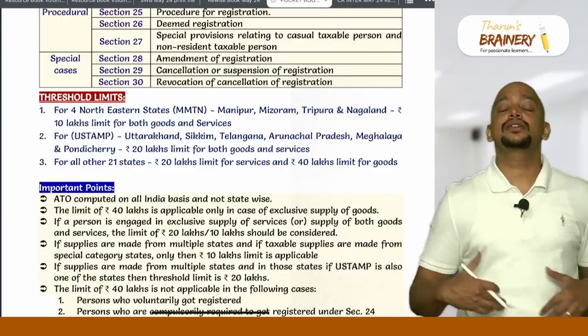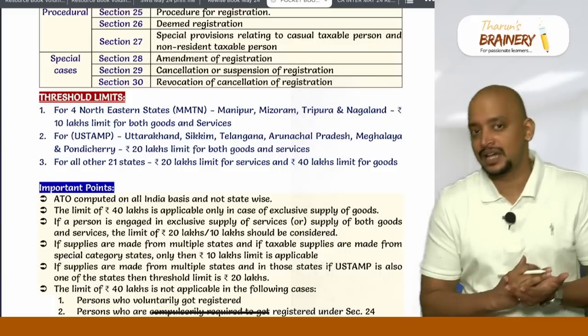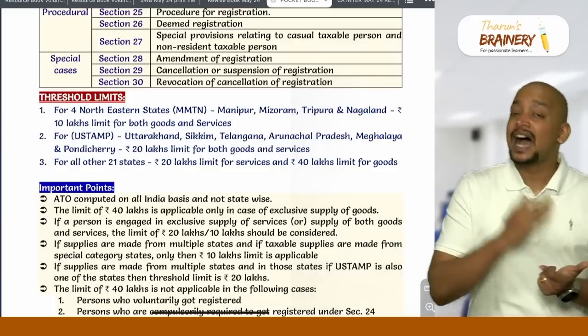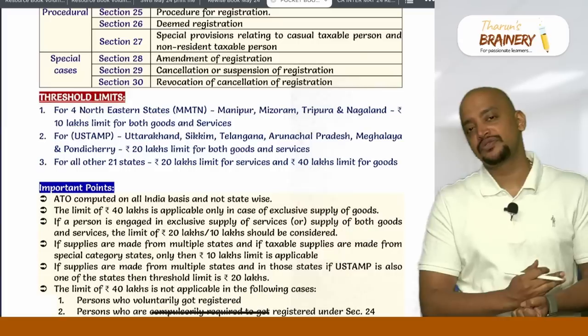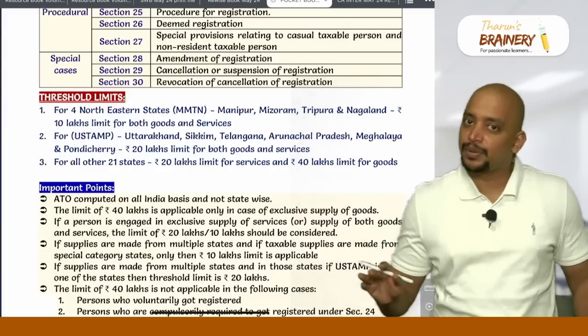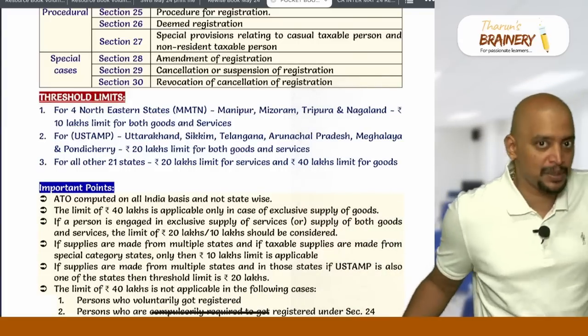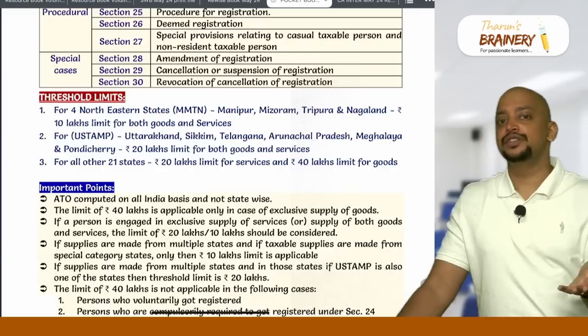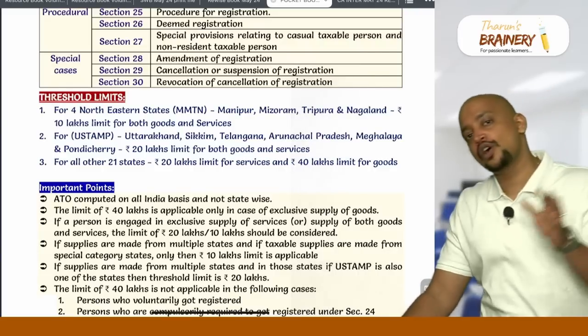Also remember, if they are exclusively engaged in supply of pan masala, tobacco and tobacco products, ice cream, edible ice, bricks and roofing tiles, the 40 lakhs limit will not be applicable, then the 20 lakhs limit only will be applicable if they are engaged in supply of these goods. So either as a manufacturer or as a supplier.